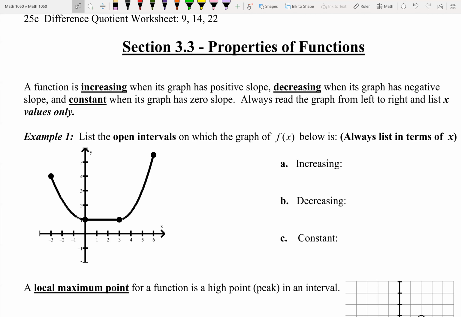Okay, so increasing, decreasing, and constant. Something is increasing, you guys, when it goes like this. Okay, write that down for me. As you travel from the left to the right, the graph goes up. That means increasing. Decreasing means as you travel from the left to the right, the graph goes down. And then constant just means a horizontal line, which has no slope. Okay, so increasing, decreasing, constant.